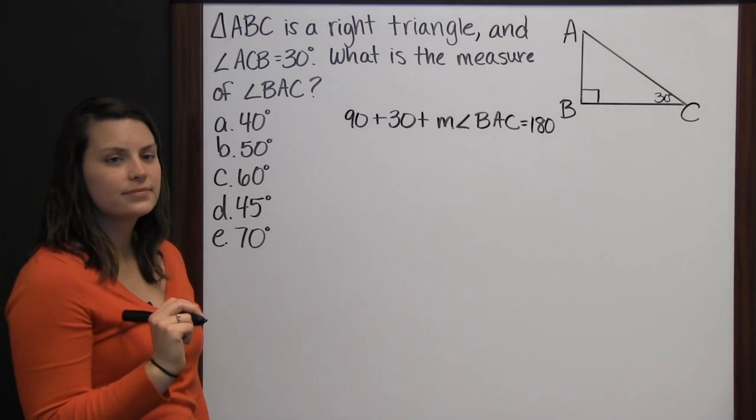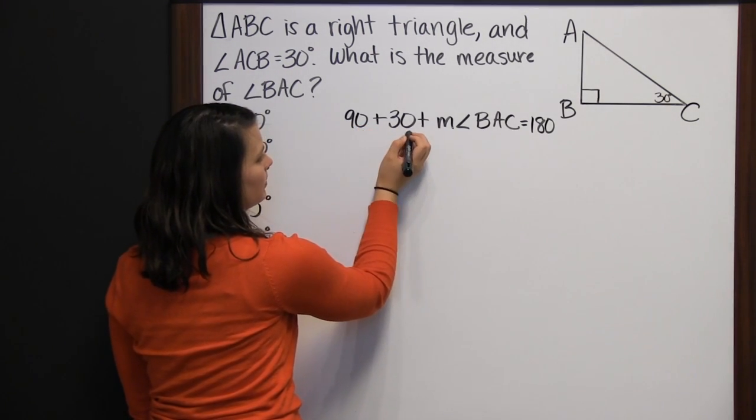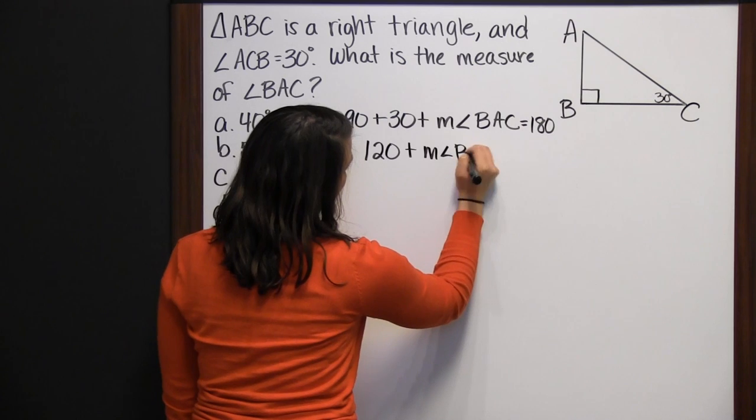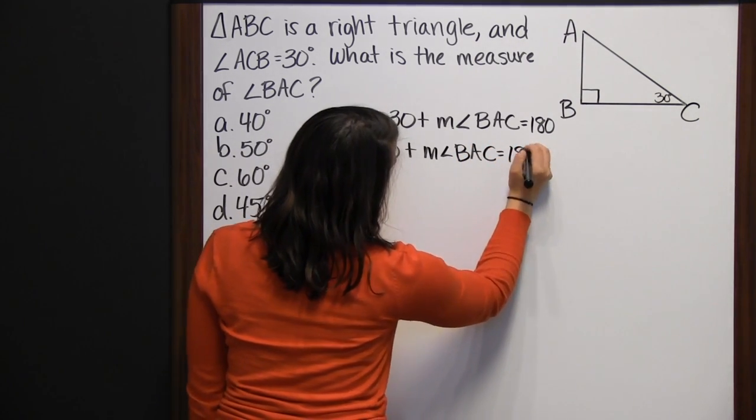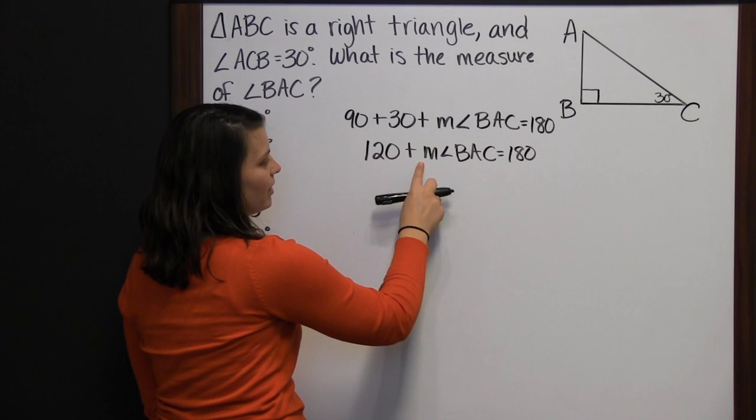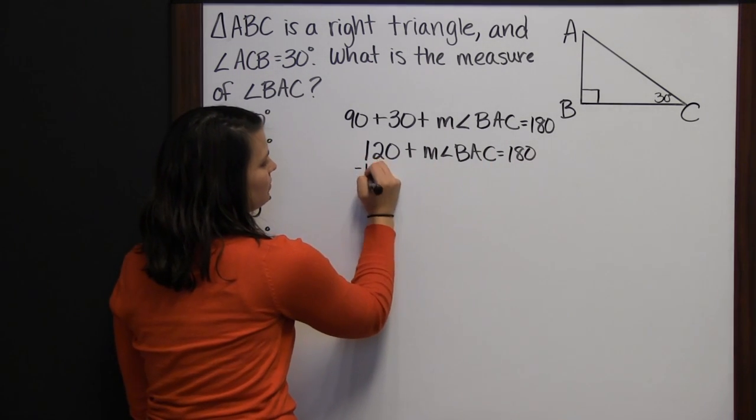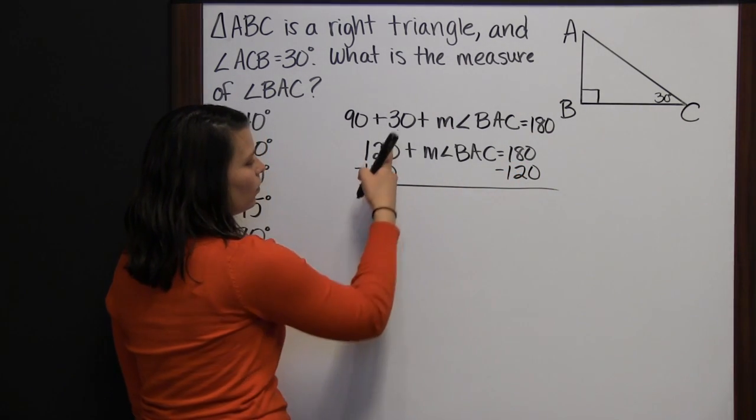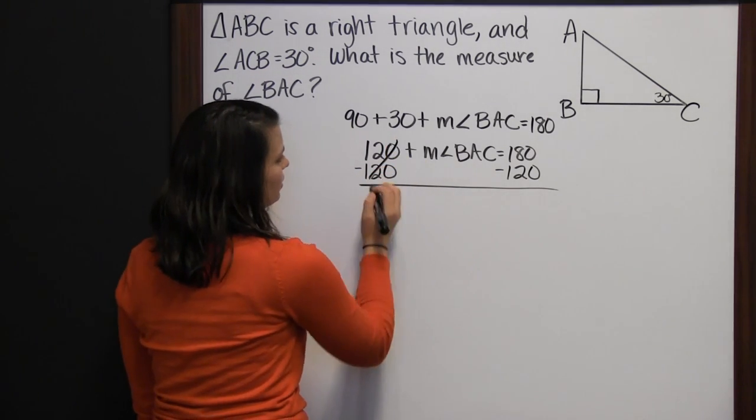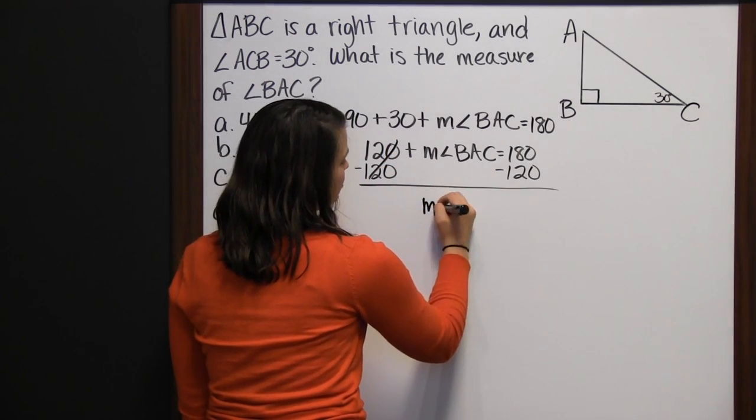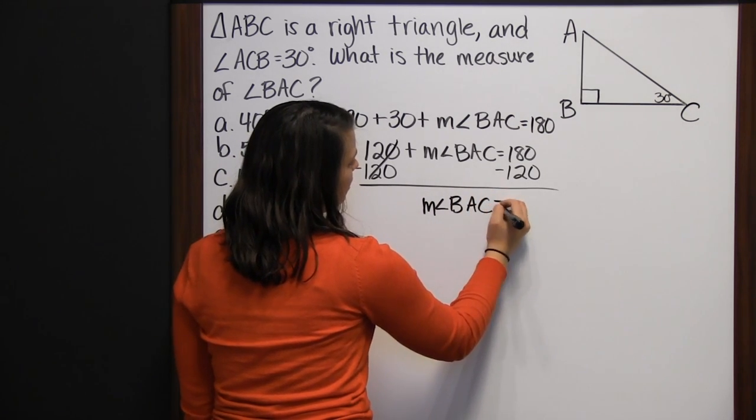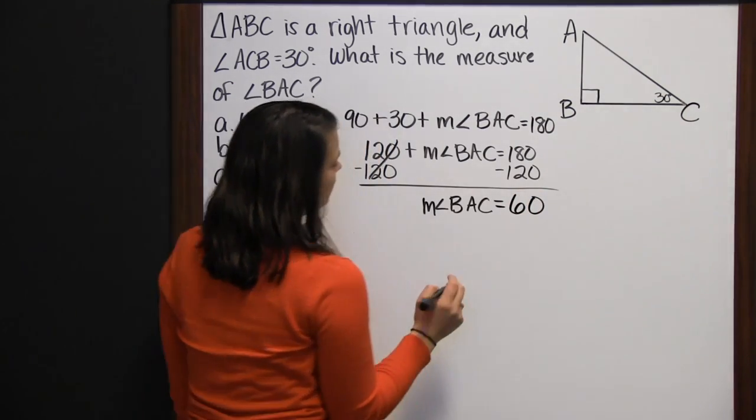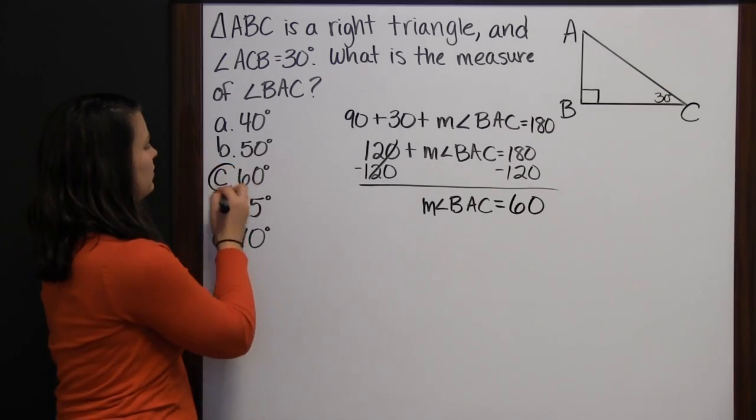The first thing I need to do is combine like terms. 90 plus 30 is 120, plus the measure of angle BAC is 180 degrees. To solve for the measure of angle BAC, we need to subtract 120 from both sides. 120 minus 120 is 0. Bring down the measure of angle BAC equals 180 minus 120 is 60. So that means the measure of angle BAC is 60 degrees.